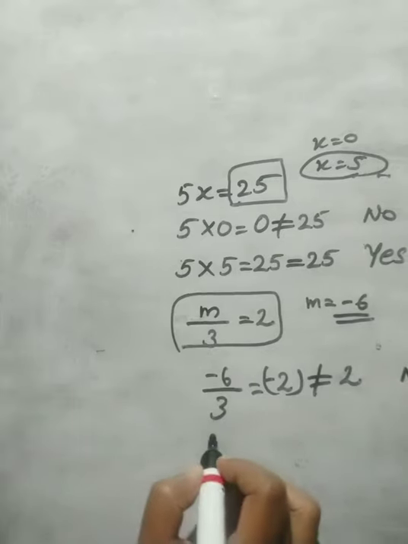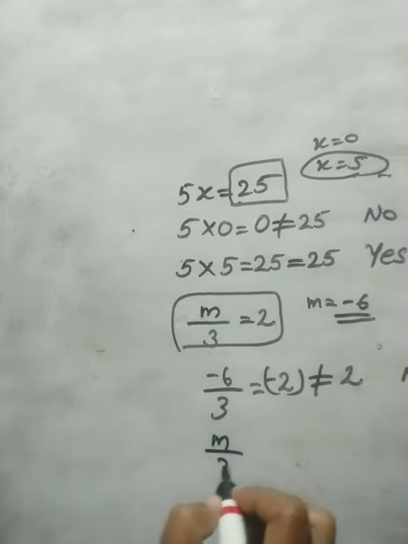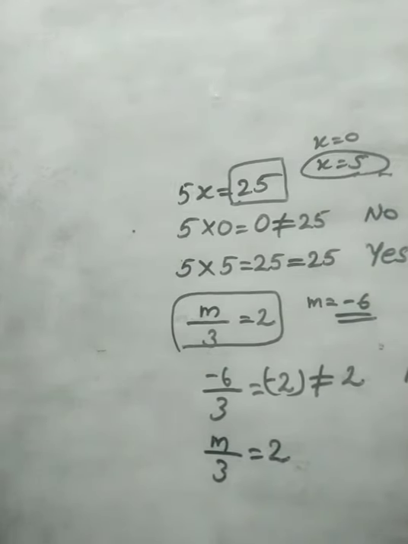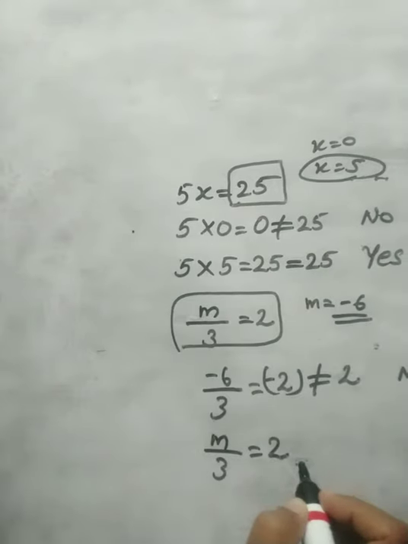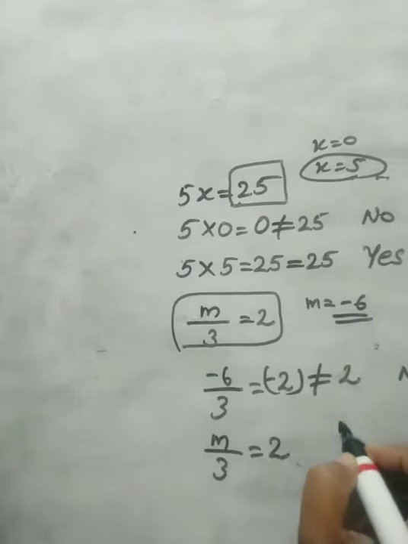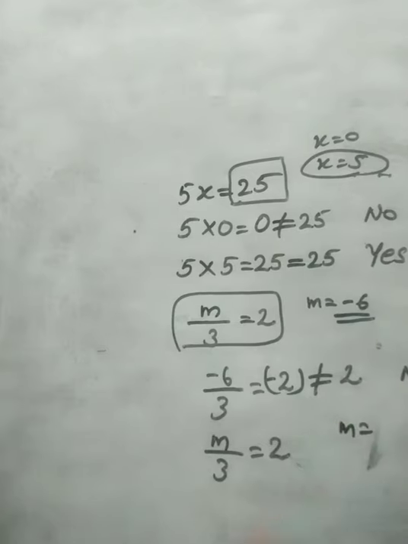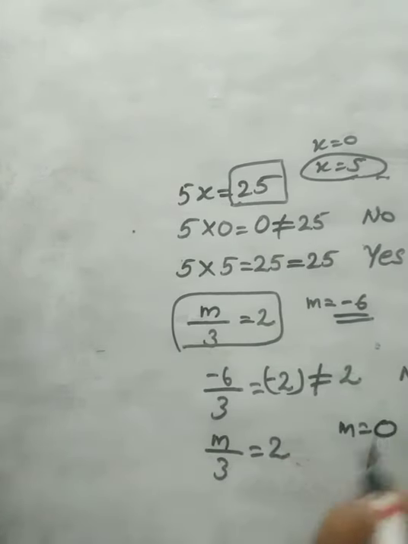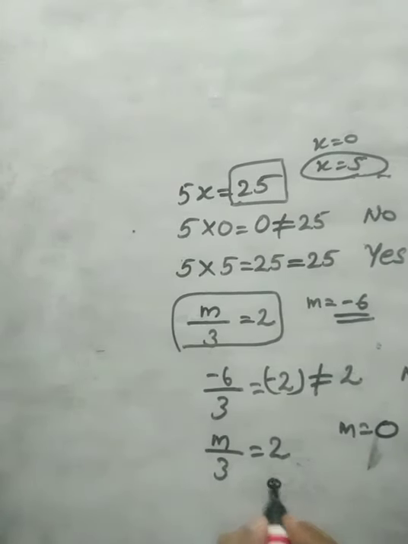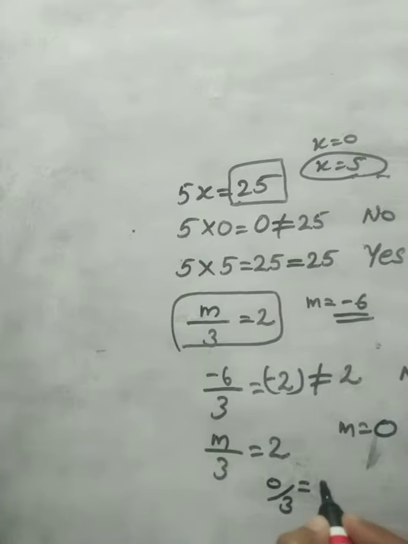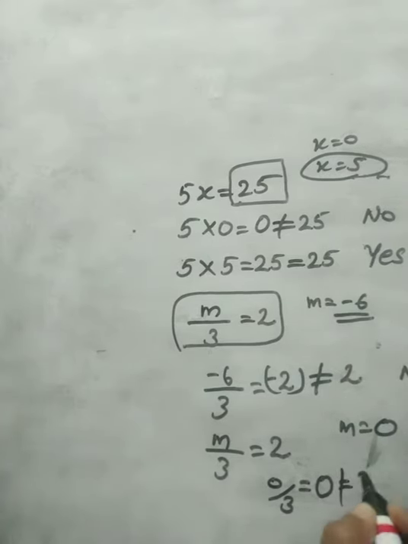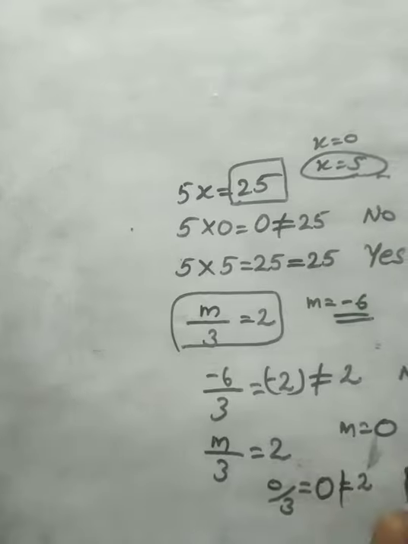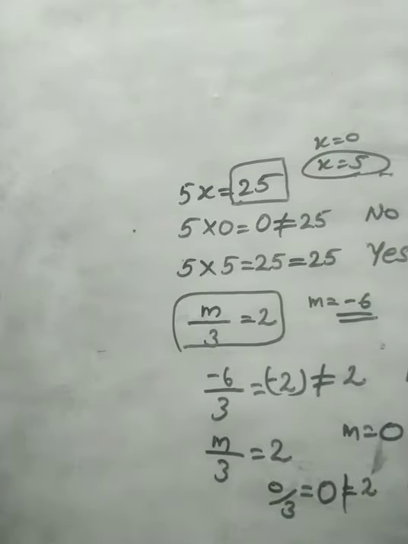And m by 3 is equal to 2. Then here they have given m is equal to 0. Then 0 divided by 3 is 0 itself, which is not equal to 2. So this value is also not satisfying here.